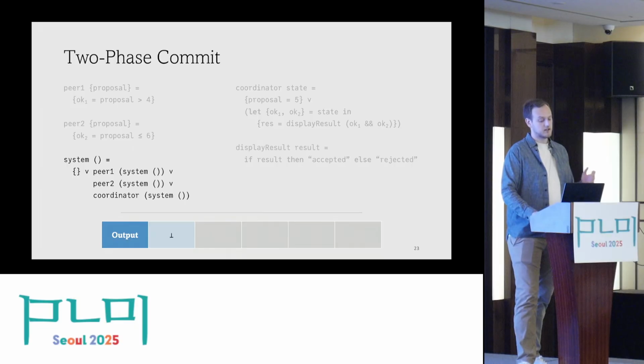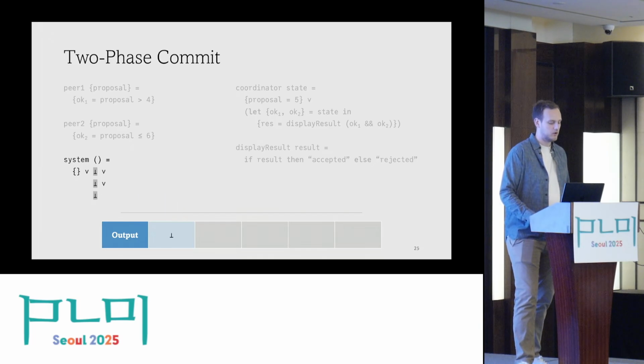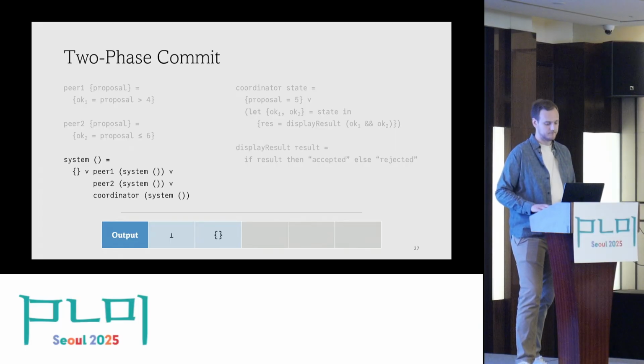But to compute the next iteration, you run the function here. But anytime there's a recursive call, you replace that recursive call with the value of the function that you got from the prior iteration. So the last iteration was bottom, so now we're going to be passing bottom to the peers and the coordinator. And then the whole system, or all three nodes, become bottom. And so in the first iteration, the result is this empty record.